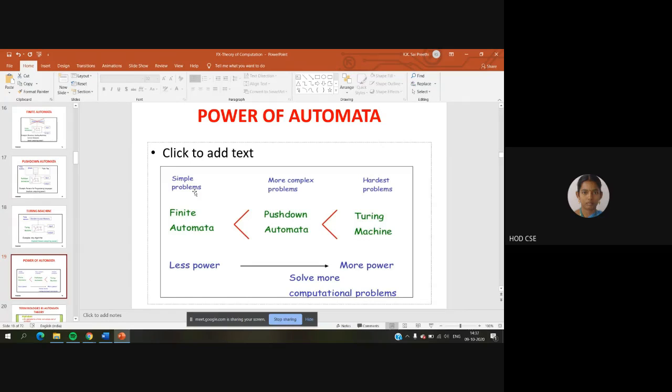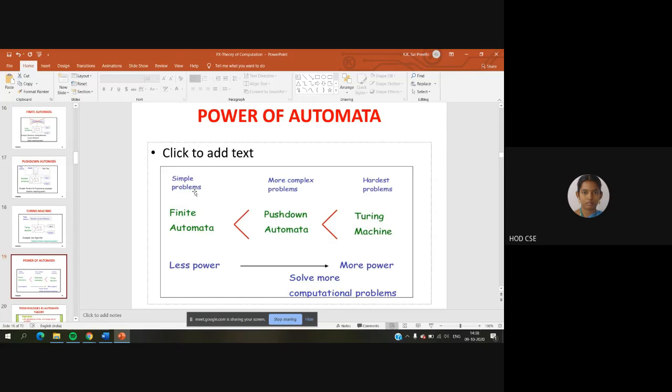Kindly read it. 3, ma'am. 3. What are they? Who is speaking? Arul Karthik, ma'am. Oh, very good, Arul Karthik. Okay, 3. What are they? Finite automata, push-down automata, Turing machine. Okay, which has more power, Arul Karthik? Turing machine, ma'am.